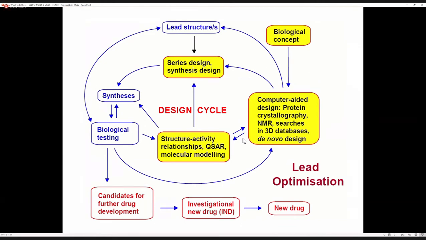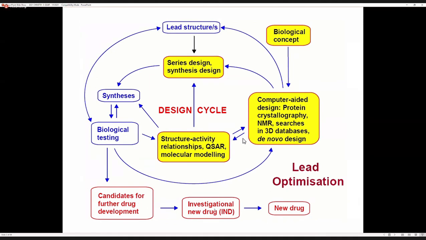For example, QSAR is more on activity. So what QSAR does is shorten the cycle and reduce the number of candidates so that you don't have to synthesize thousands of molecules. Instead, you just synthesize like 30 to 40 compounds and do biological testing. And then when you have biological testing done, you will find the candidates for further drug development.